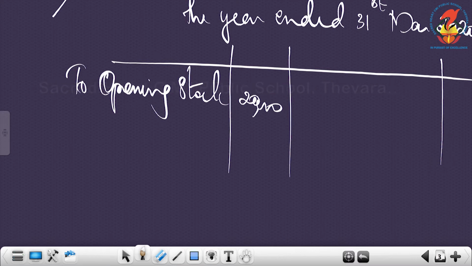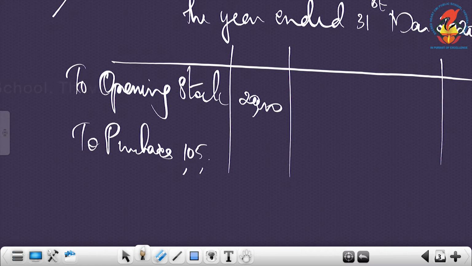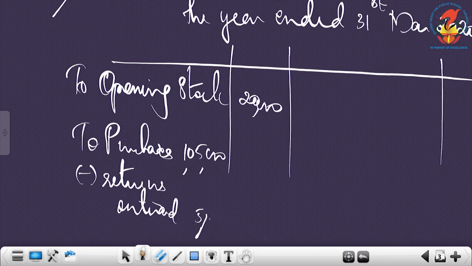Returns outward, or it is known as purchases return. So you write purchases value in the inner column. Purchases are 1,05,000 less returns outward, that is a term used in the question. So returns outward is 5,000. So we can write in the outer column 1 lakh.